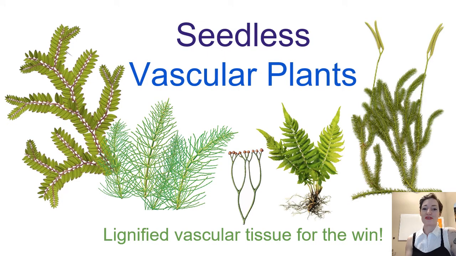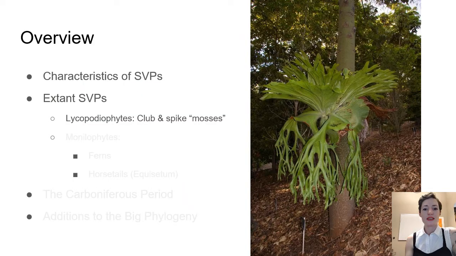Here's some of our diversity of seedless vascular plants. Most of the seedless vascular plants that you will see on a day-to-day basis will be ferns and horsetails, but there is a diverse assemblage of these plants. In this video, we'll look at the characteristics that unite the seedless vascular plants, and we'll look at some of the currently living groups. The first group that we'll look at are the club and spike mosses, the Lycopodiophytes.